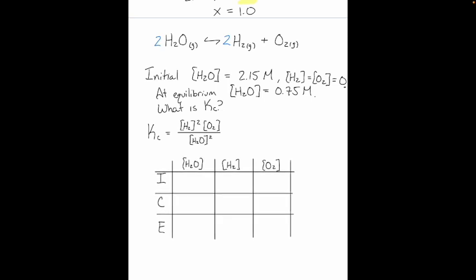All right, so let's fill in this ICE table here. What am I going to put for my initial concentration of water? That 2.15. And what about my initial concentration for my products, hydrogen gas and oxygen gas? 0. Okay, for the change, I'm going to use that variable x. What's going to be the sign, positive or negative, in the water column? Negative, because it's a reactant. Reactants go down. And it's not just negative x, but negative 2x, because I got that coefficient of 2 out front in my balanced chemical equation.